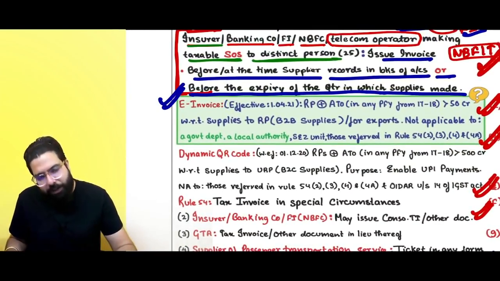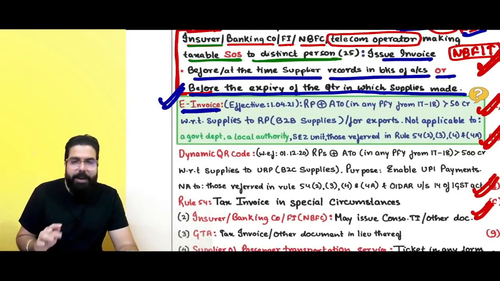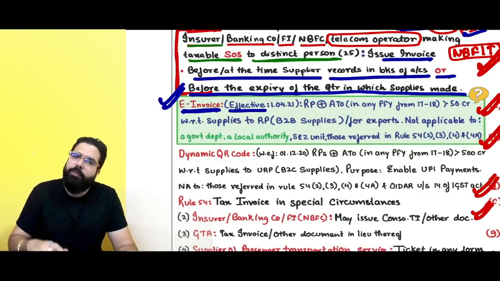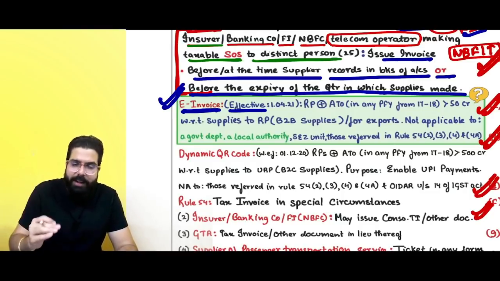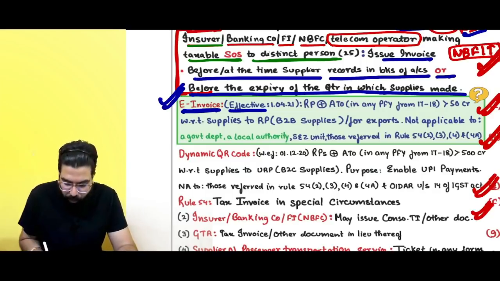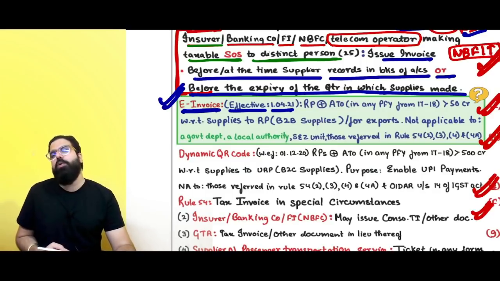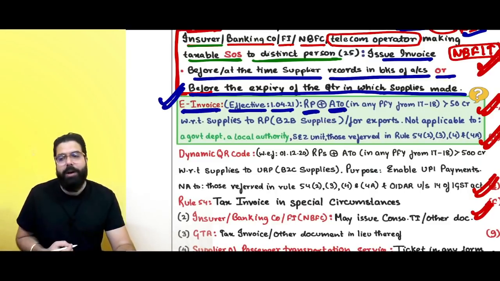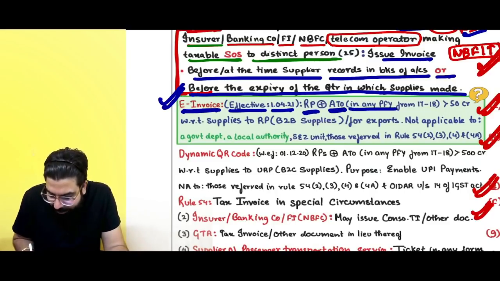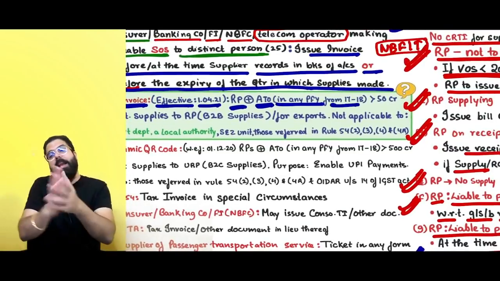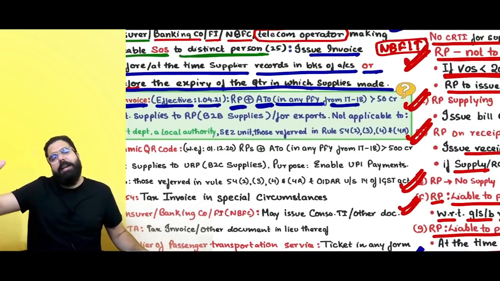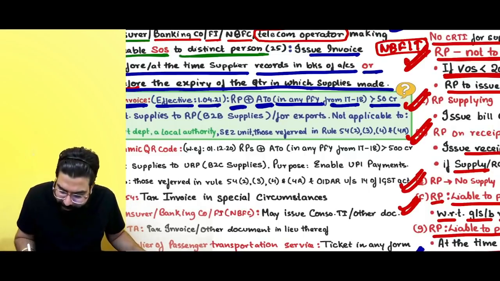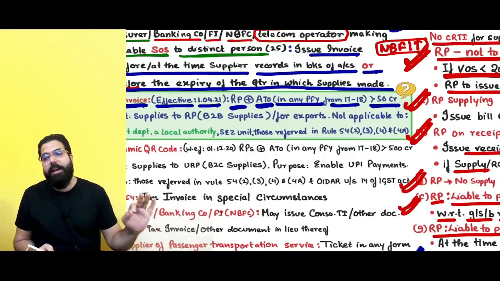E-invoicing provisions were made effective, and many changes were also brought in later. Before this, I am telling what the provision was as on 1st of April 2021. As on 1st of April 2021, the government told that if you are a registered person and your aggregate turnover in any preceding financial year, 17-18, 18-19, 19-20, 20-21, exceeded 50 crore rupees. Exceeded how much, everyone?